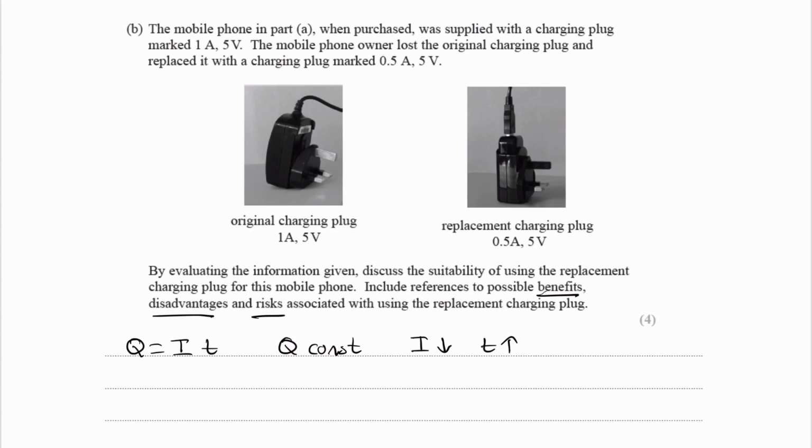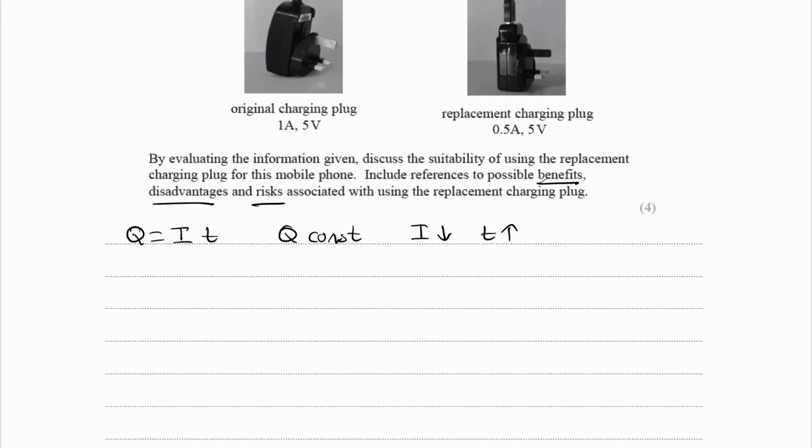In terms of risks, if this is the charging plug for the phone, then this is likely the current and voltage that the phone is used to getting. So it may be the case that the phone tries to draw more current from this charger, and the charger may not be suited for that. The charger may overheat, that could cause a fire hazard, so that could be one of the risks with using the replacement charging plug. So let's write that down.